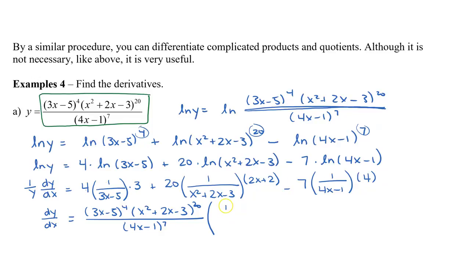So 4 times 3 is 12 over 3x minus 5, plus 20 times (2x plus 2), so 40x plus 40 divided by x squared plus 2x minus 3, and then minus 28 over 4x minus 1. It's very long. You don't have to do any simplifying, but we're going to actually stop here. And that's how you use logarithmic differentiation to differentiate complicated products and quotients.